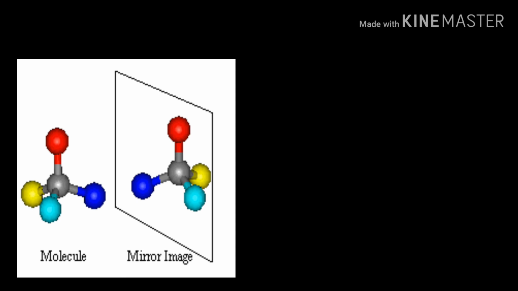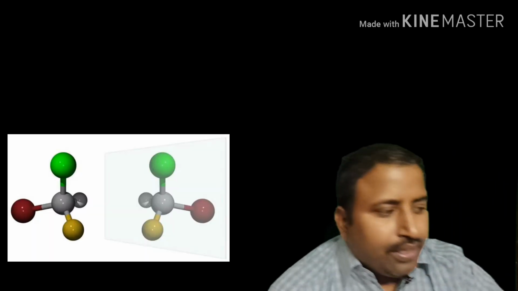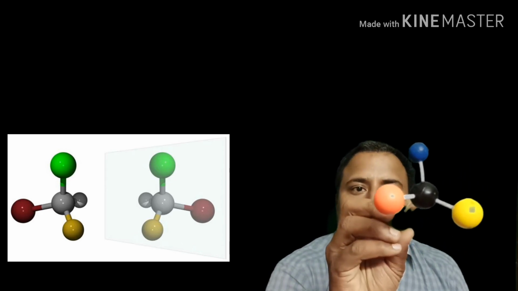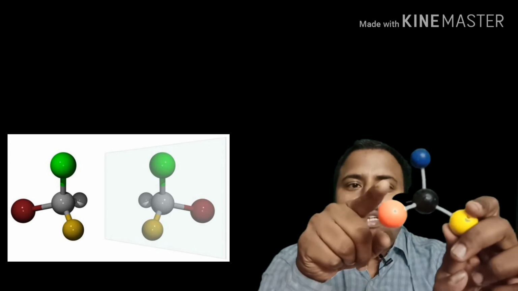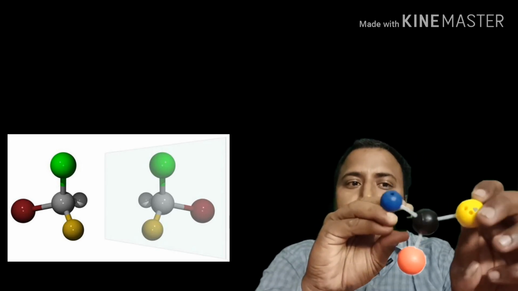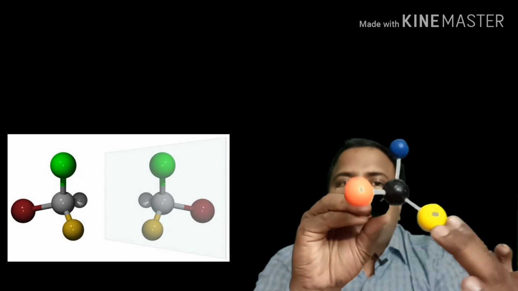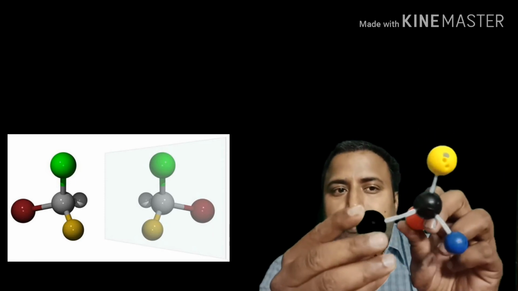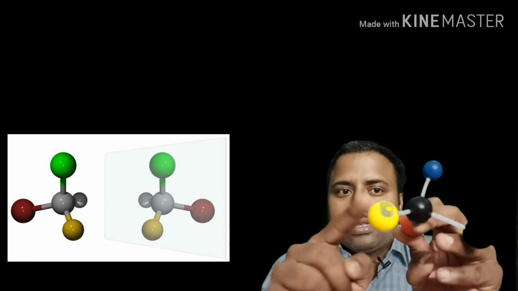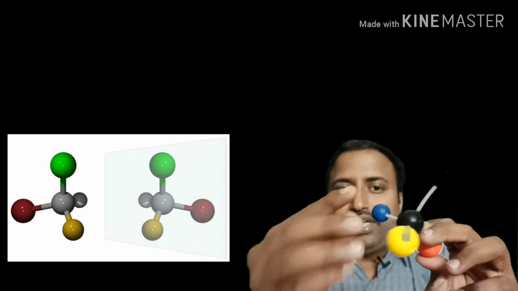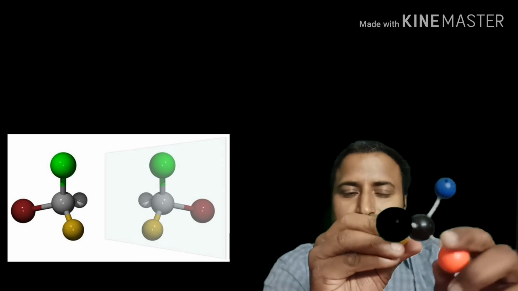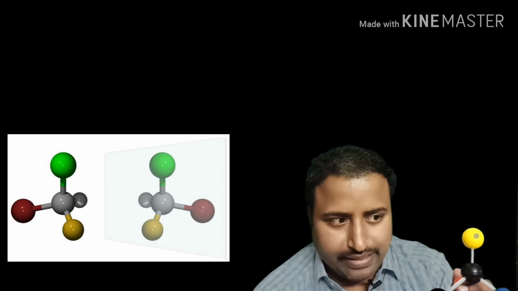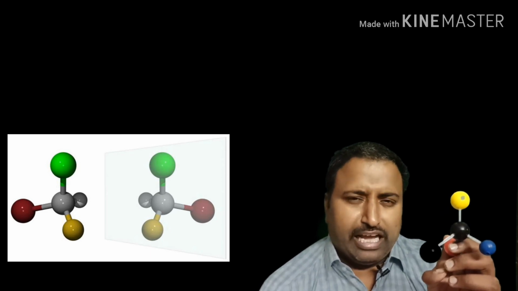Now imagine wherever the axis you want. Try to imagine an axis here and rotate it through however much angle you want. You will not get a similar structure. Here, if you take an axis in this direction and rotate, you will not get a similar structure. Here also, if you take an axis and rotate, you will not get a similar structure. That means it does not have any axis of symmetry and does not have any plane of symmetry. Then I say it is an asymmetric molecule or chiral molecule.